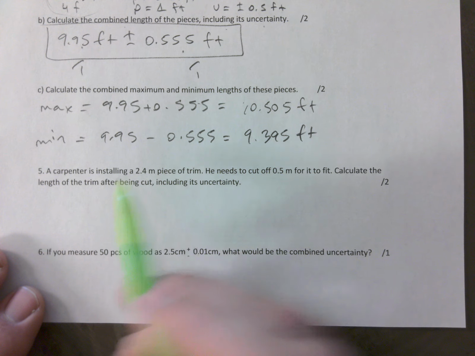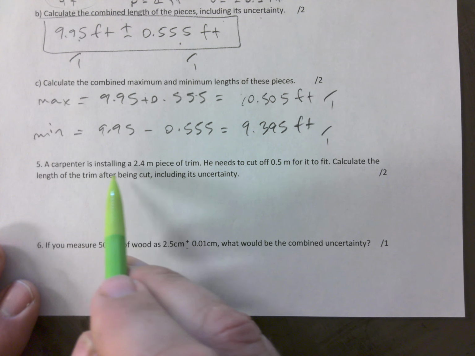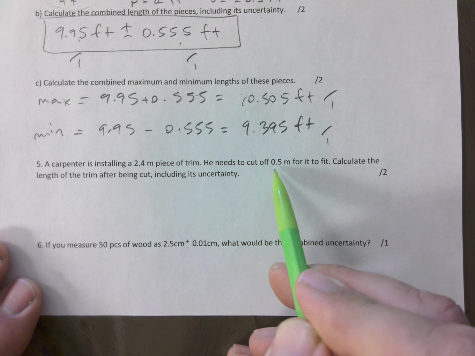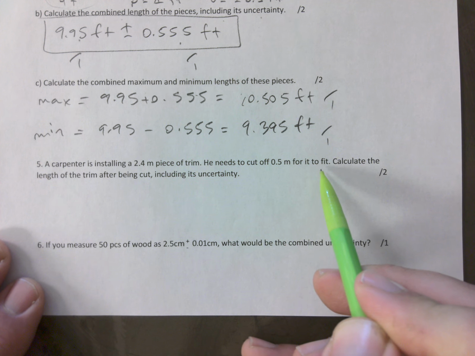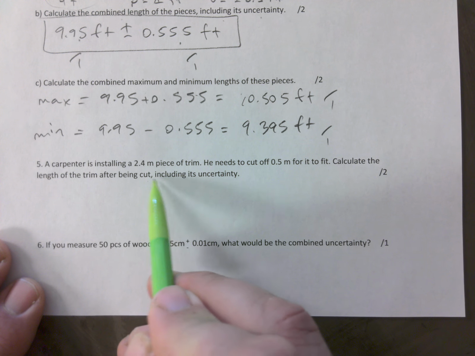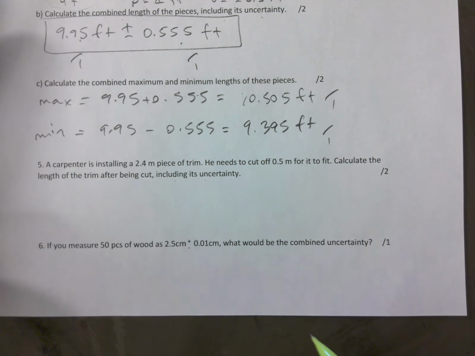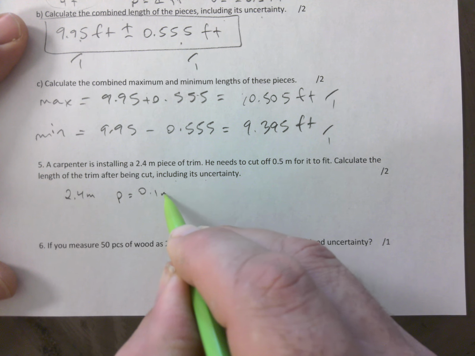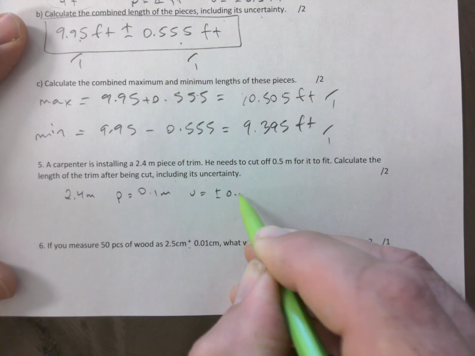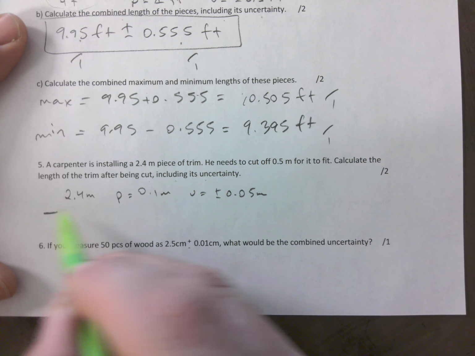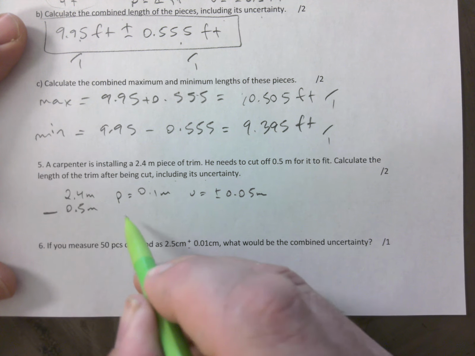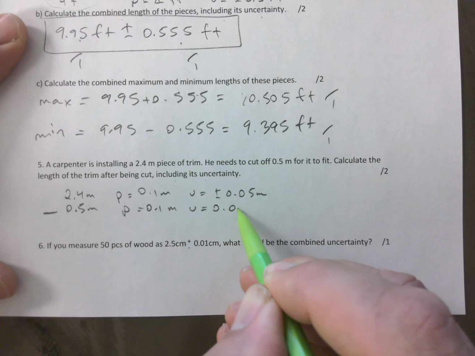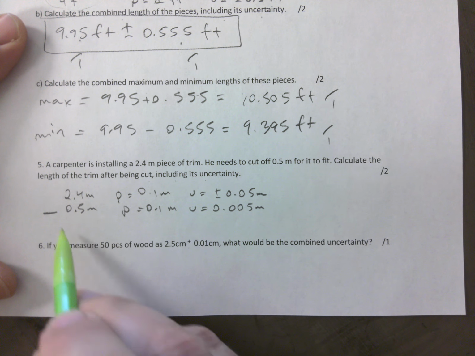A carpenter is installing, 1 and 1. Yeah. Carpenter installing a 2.4 meter piece of trim. He needs to cut off 0.5 meters for it to fit. Calculate the length of the trim after being cut, including its uncertainty. So in this case, I would set it up like this. I would figure out the precision and uncertainty, right, and I cut off 0.5 meters. It's still the same precision and the same uncertainty, right, because it's also 1 decimal, right?